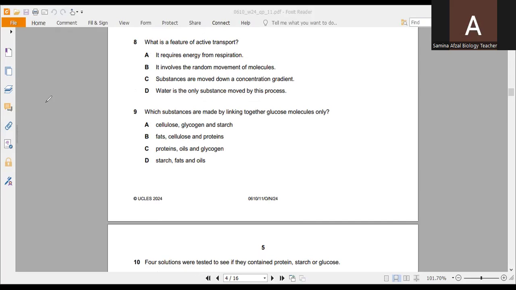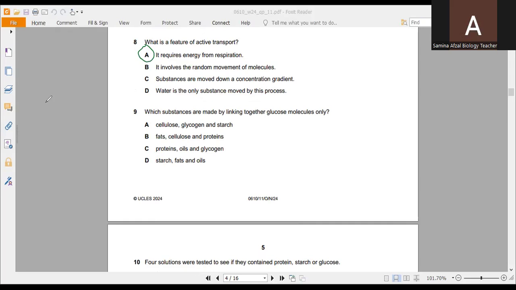During active transport, energy is required. Why is energy required? Because during active transport, the molecules move against the concentration gradient, so they need energy. So A is the correct option.